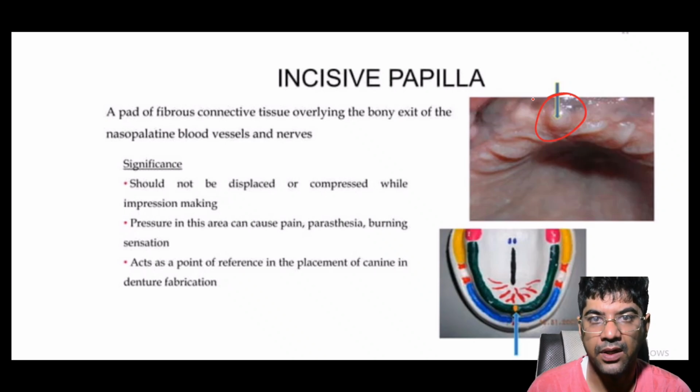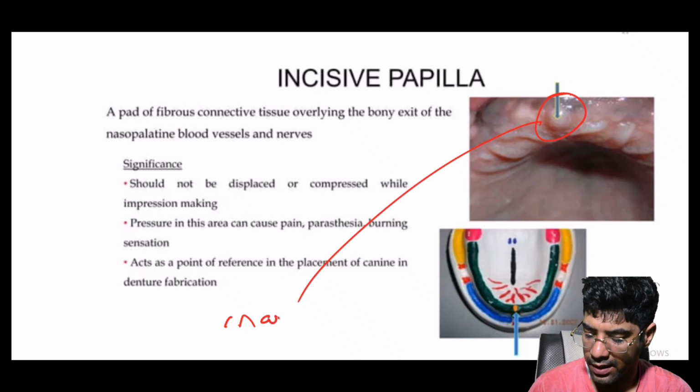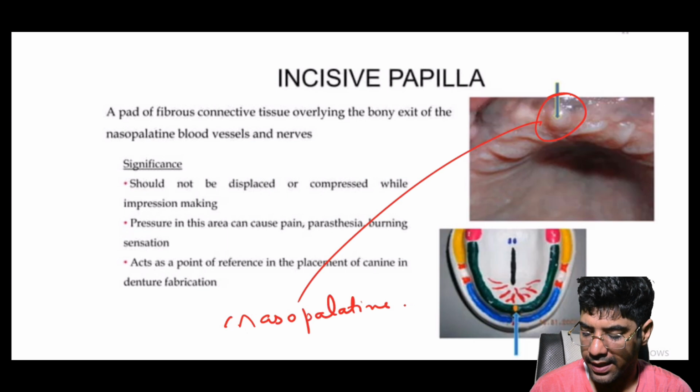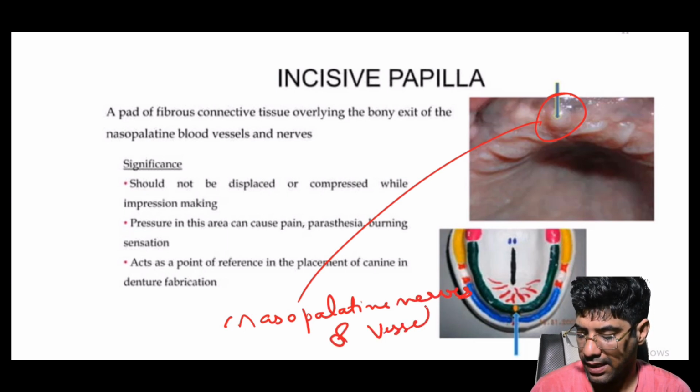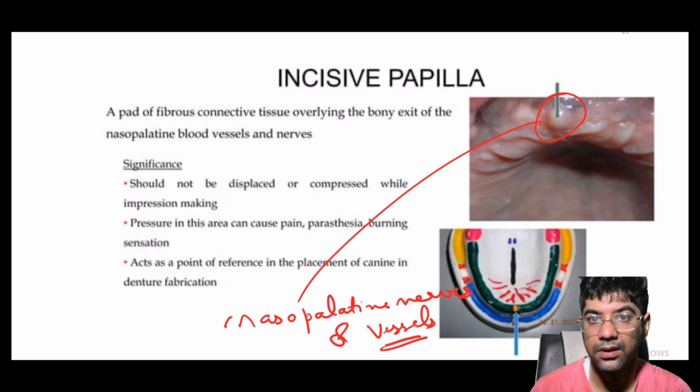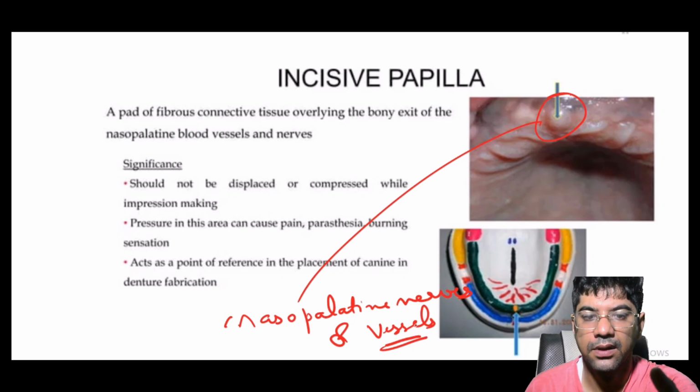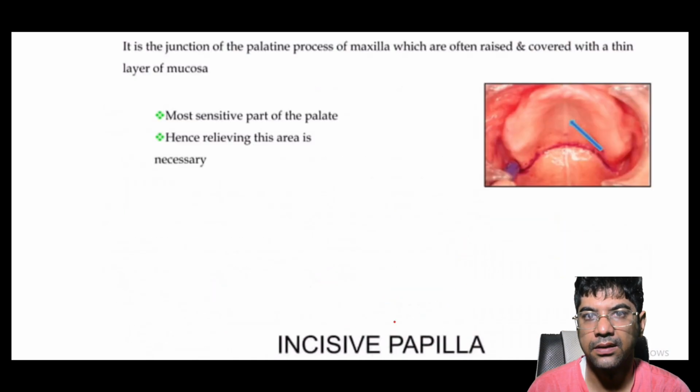It is a midline structure located behind the central incisors, and it marks the exit point of, remember, the nasopalatine nerves and vessels. The position of the incisive papilla can indicate the extent of ridge resorption. So it is important to provide relief over the incisive papilla in denture fabrication.